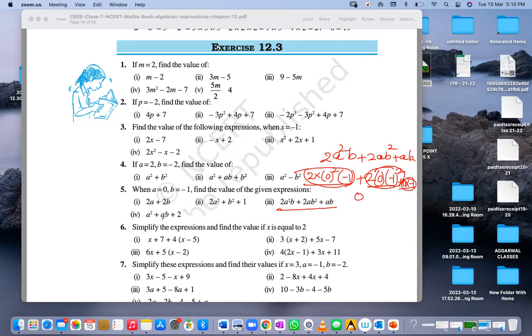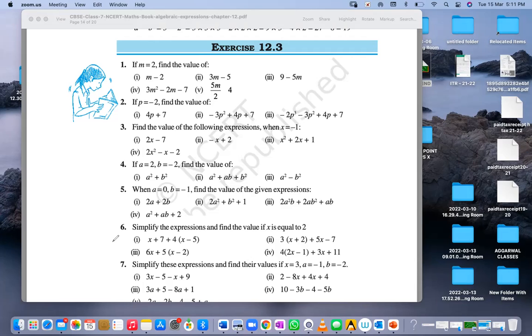Now a square plus ab plus 2. a square is 0 square plus 0 into -1 plus 2. So this is 0, this is 0, only plus 2 is the answer. Now the sums are different here. They say simplify the expression and find its value when x is equal to 2. At first you simplify it, and after simplification put x equal to 2 and find the value.